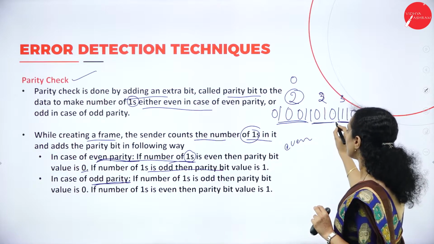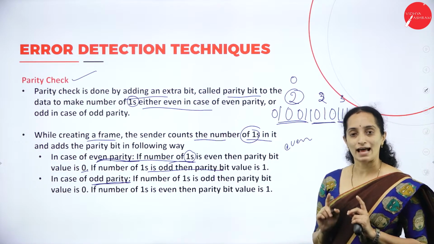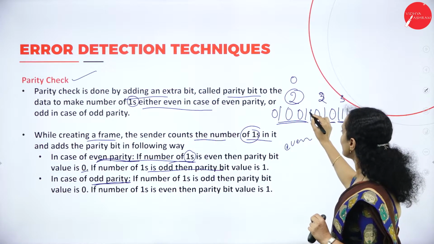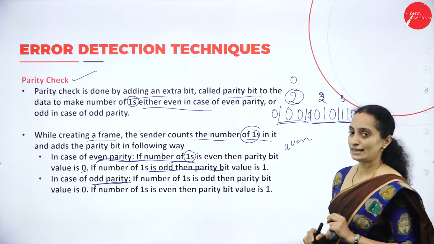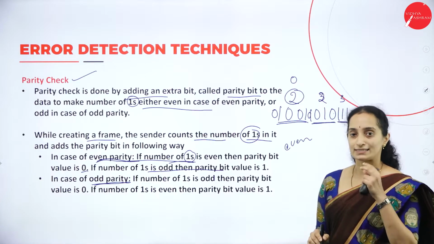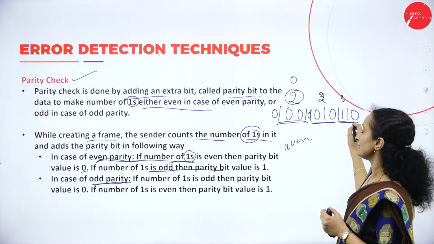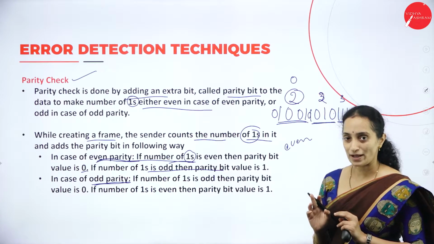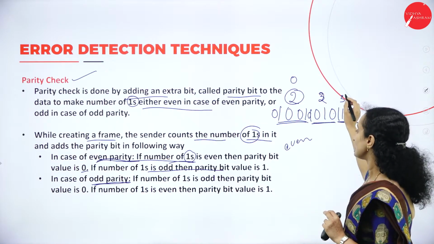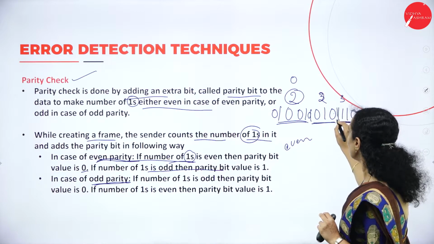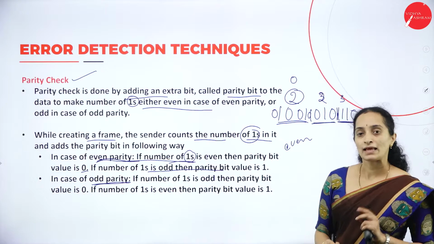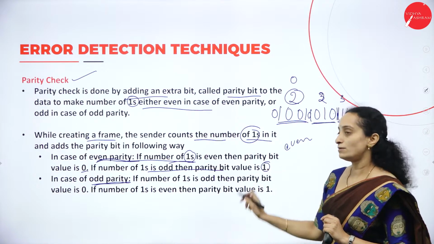Suppose the second frame in this example again has an even number of ones, 1 and 2. Again this will have an extra parity bit which is set to 0. Whereas in the third frame we have an odd number of ones. Since this is even parity, a 1 is added. If the number of ones is odd, then the parity value will be set to 1.